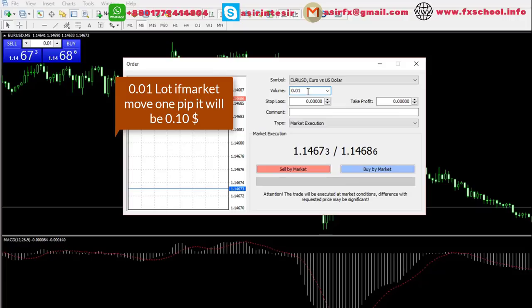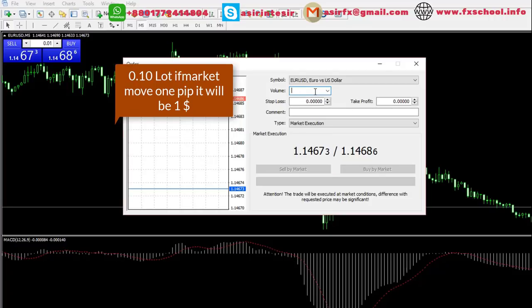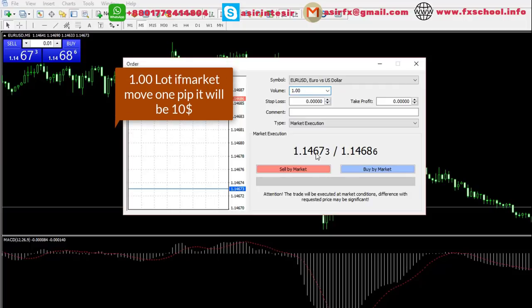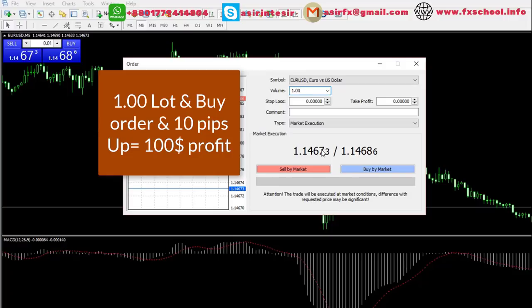If you set it like 0.10, it means every pip you are making $1 profit or $1 loss. If you set it 1.00, it means every pip you are making $10 profit or $10 loss. It means if the market now goes to 1.1477, like 10 pips go up and you open a buy order, you will win $100.